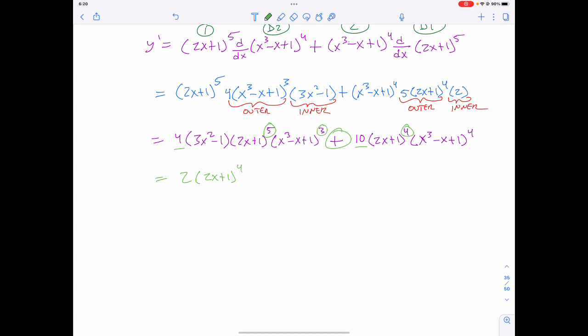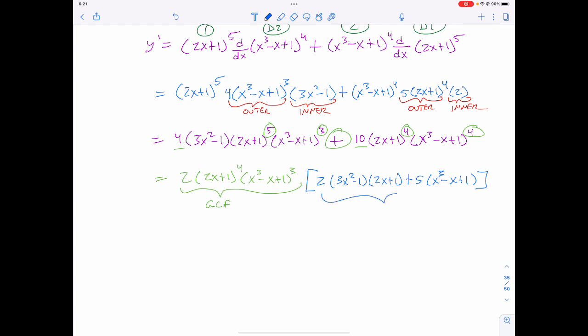And I have 3 (x cubed minus x plus 1)s and 4 (x cubed minus x plus 1)s, which means that they both have at least 3 (x cubed minus x plus 1)s. And this is my GCF. What is remaining is 2, (3x squared minus 1), (2x plus 1), plus 5, (x cubed minus x plus 1). And what I have left that is not part of my greatest common factor, I'm going to expand and combine like terms.